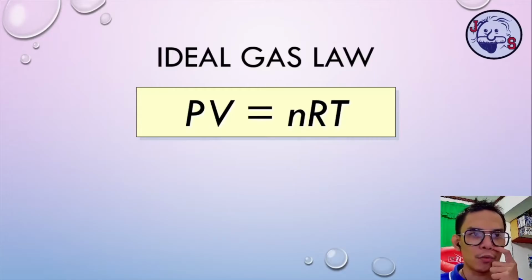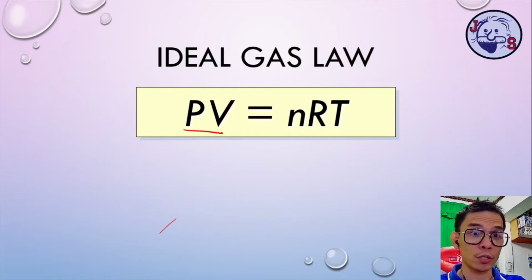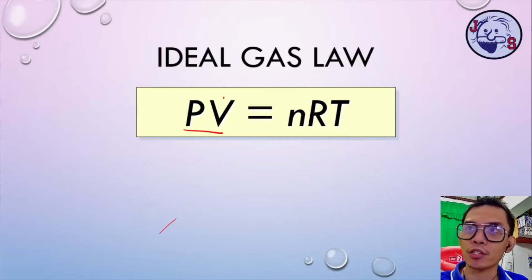Alright, so we have here the PV and RT. Do you see Boyle's law in this equation? Yes, there's Boyle's law here. We have the PV that shows Boyle's law. Do you see Charles's law? Of course, there's Charles's law. This is the relationship between volume and temperature.